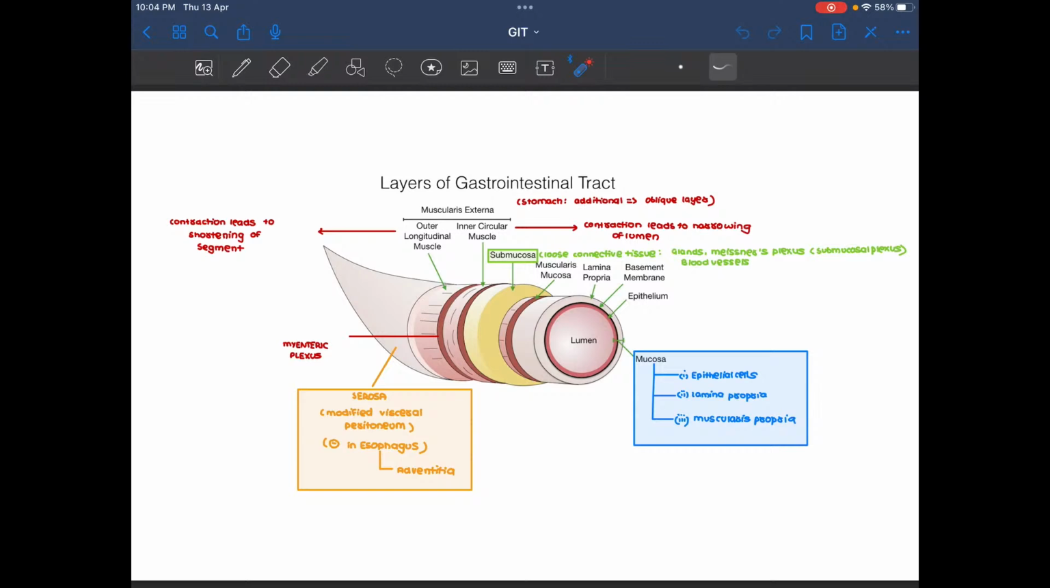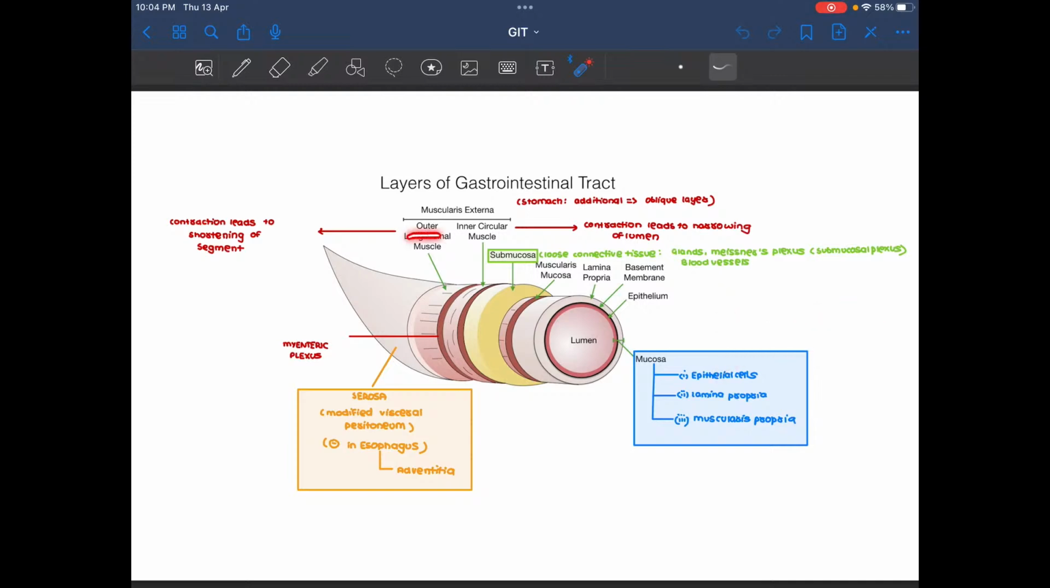Just below the serosa, you have the muscularis externa, which is made up of an outer longitudinal muscle and an inner circular muscle. Okay. So whenever the longitudinal muscle contracts, what is that going to lead to? In the GIT, it's going to lead to shortening of that segment. And whenever the circular muscle contracts, it's going to lead to narrowing of that segment.